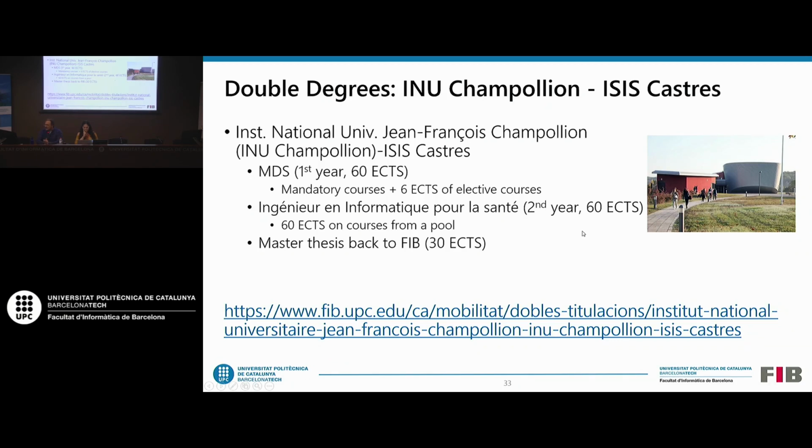The second case is a specialization mobility. This is Champollion, and basically in this university, a French university, you get specialized in e-health. So this is a specialization in data science for health, okay? In this case, the mobility starts with the first year at UPC. The first year is always the same, mandatory courses at UPC, plus 6 ECTS of elective, but now you need to go for 60 ECTS from a pool of courses from the Ingénierie Informatique pour la Santé, okay, which is the degree in France. In this case, you need to get back to Barcelona for the master thesis. So this is not 2 years, it's 2 years and a half. Be careful, this is a bit longer.